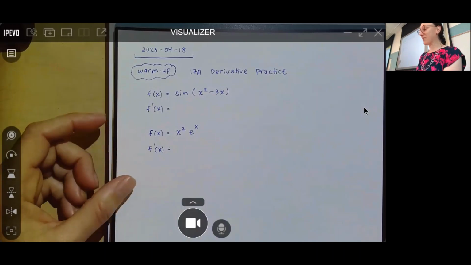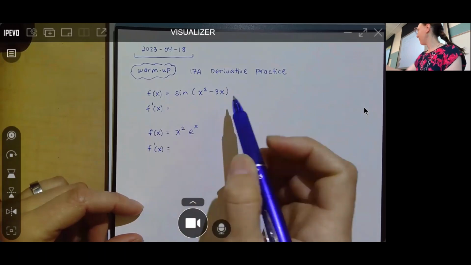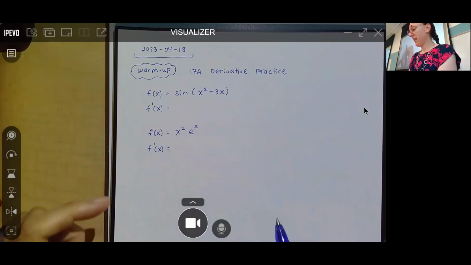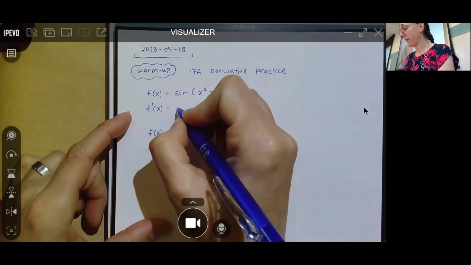today. So this first one, if I'm going to take the derivative, I'm thinking about chain rule. Outside function here is sine. The derivative of sine is cosine.